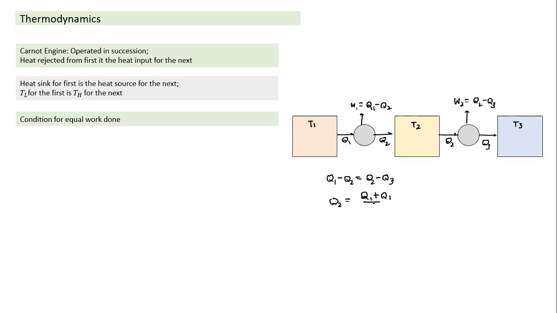And what is Q proportional to? Q is proportional to K times T. So T2 becomes (T1 plus T3) by 2. I'm just using Q proportional to temperature, so everywhere the K term will cancel out. So when would work done be equal? When the intermediate temperature is equal to the arithmetic mean. That's the condition for work done to be equal. Okay, I'll just stop here and take maybe a 10 minute break.